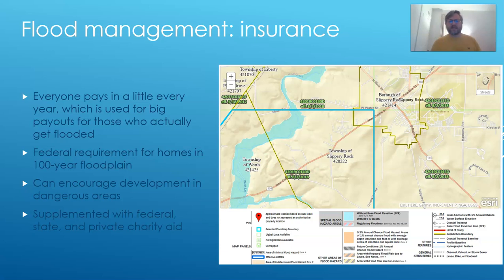And then the last point is that flood insurance is typically supplemented with federal, state, government aid. So if a disaster is declared, then the government will put in extra money to helping people who have been flooded, and also private charity aid. So a lot of charities will collect money and help people that have been flooded. So that's another mechanism by which we deal with the risk of floods, is we have these various ways that our society puts money together to help people rebuild and reconstitute their lives and replace what they've lost from a flood.